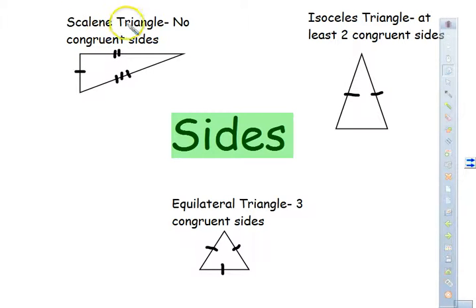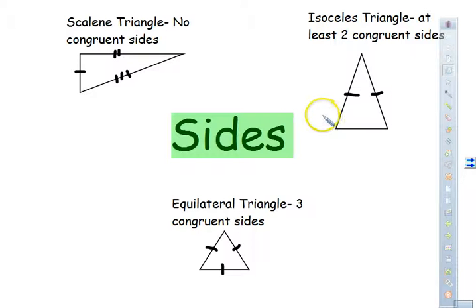Now with this one, we have a scalene triangle, which has no congruent sides. These little lines aren't actual measurements, but you can think of them as measurement 1, measurement 2, measurement 3. And you can see how all three are different from each other. An isosceles triangle has at least two congruent sides. You can see that this has one line and that has one line. That means that the two of those are congruent.